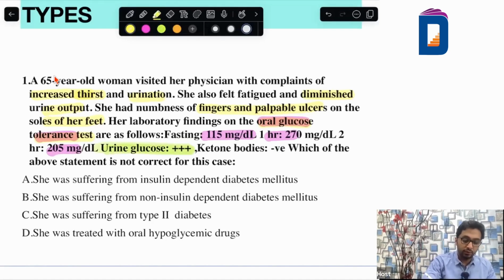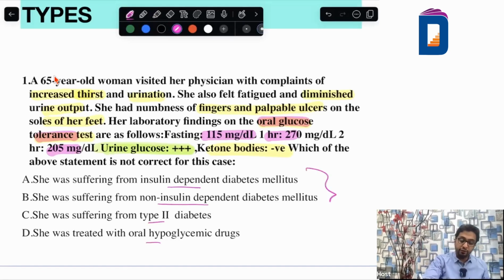But now they're saying that there are no ketone bodies. Okay, no ketone bodies, which statement is correct? Now, read the options. Give some moment, wait and read the options. She's suffering from insulin dependent. She's suffering from non-insulin dependent. She's suffering from type 2. She was treated with oral.